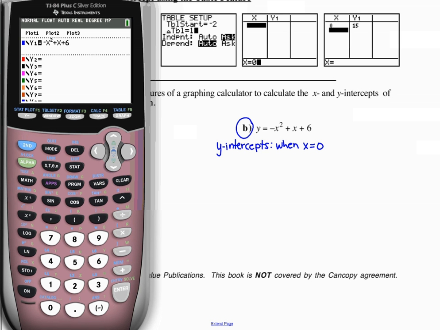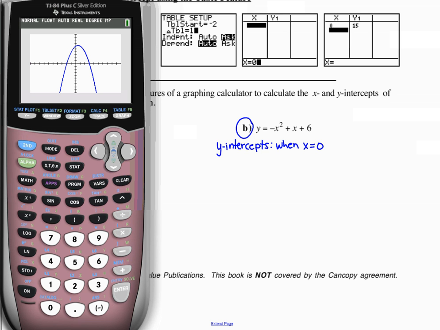Now our windows are going to be messed up from our last question, right? You push graph. So how do I reset my windows? Zoom. So everybody go zoom 6. Zoom 6 to reset your windows. Should look something like that.